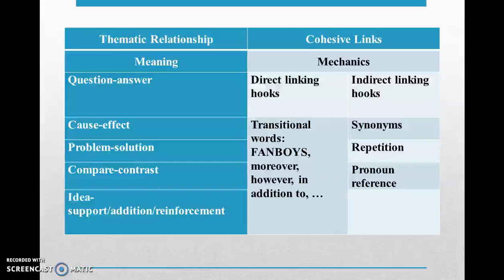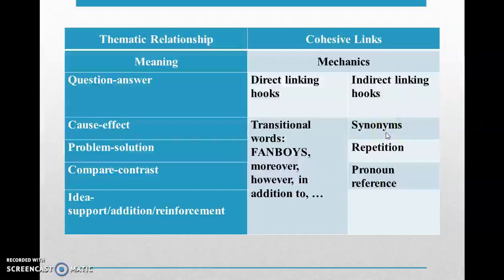So I simply state this transitional word and explain its meaning. As simple as that, I explain it. So I say he used the word, however, in order to show the contrasting ideas, and that's it. Let's go to the second one. So if it's not direct, if I have no transitional word, I go to the indirect linking hook.